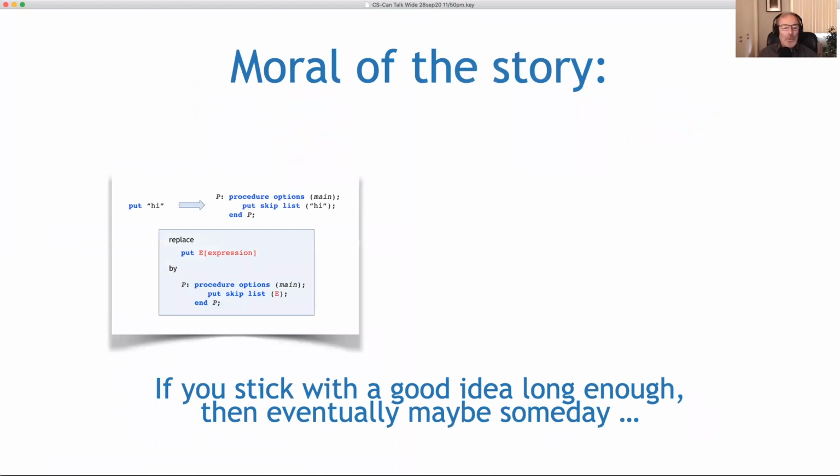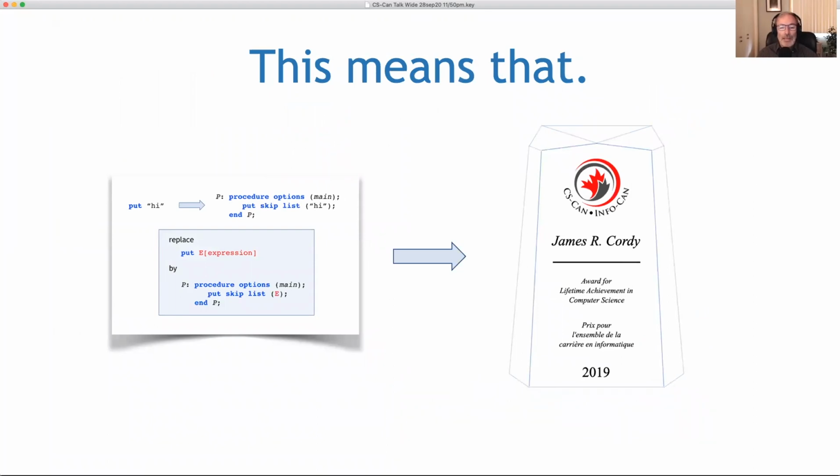So, what's the moral of the story? Well, the moral of the story is, if you stick with a good idea long enough, eventually, maybe, someday, this means that.